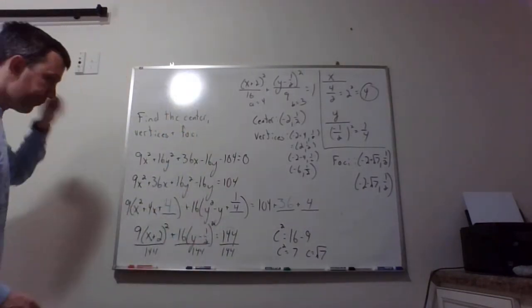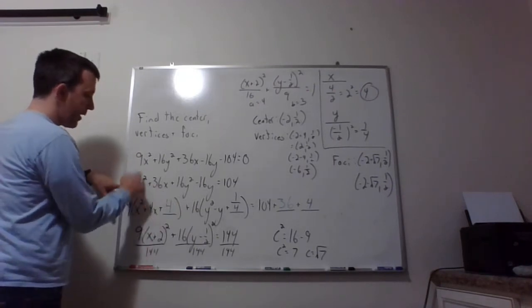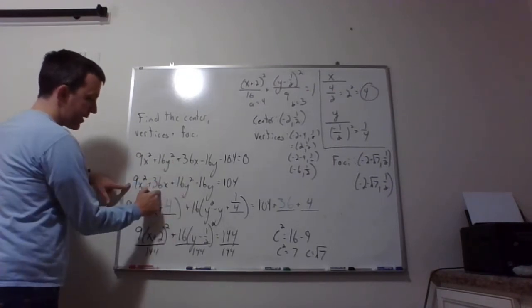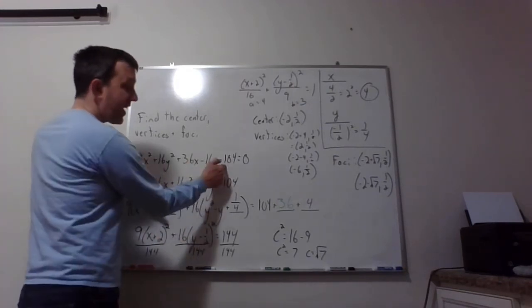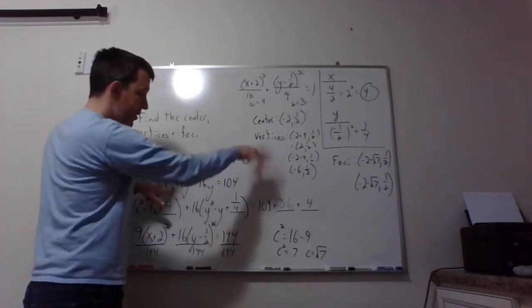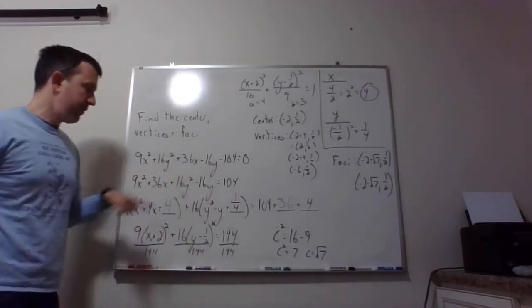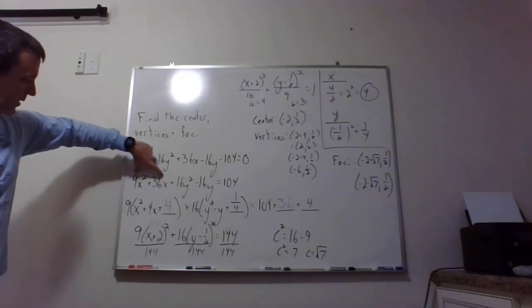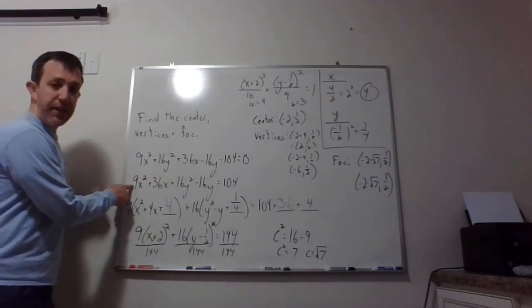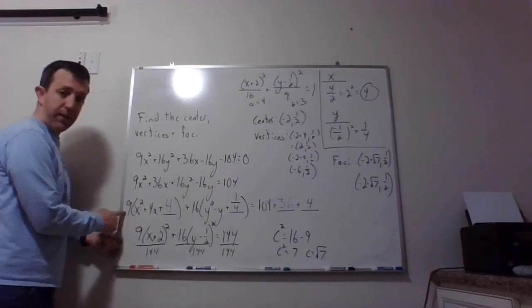So let's do this. First thing I did is I rearranged it so that my x's were together. So 9x squared and 36x, and then the y's, 16y squared minus 16y. And I don't even want that 104. I'm just going to shove it over to the other side. So it was minus, and when I move it over, it's a positive 104. Now, in order to complete the square on the x's, I know I can't have that 9 on the x squared, so I factor out a 9. That's where I get this 9 out here.